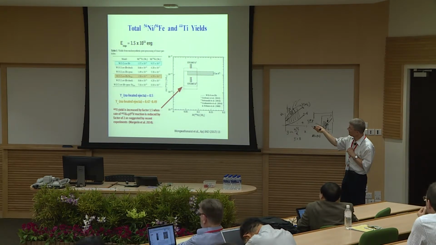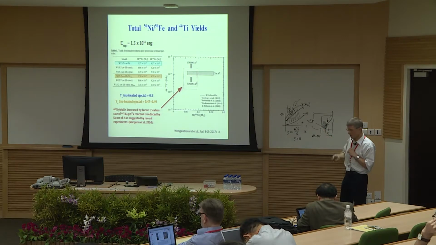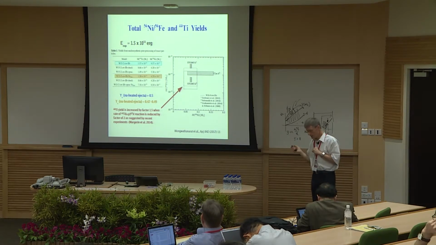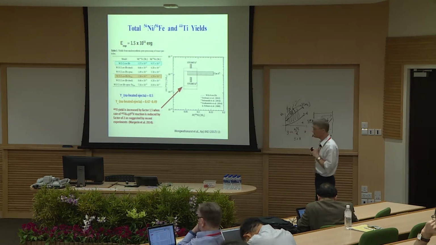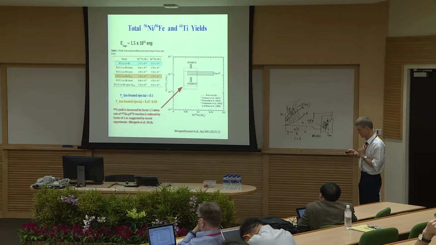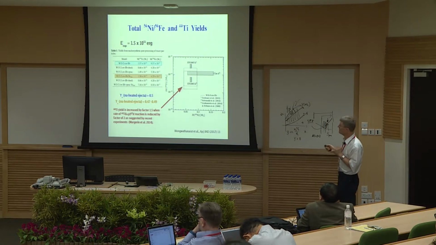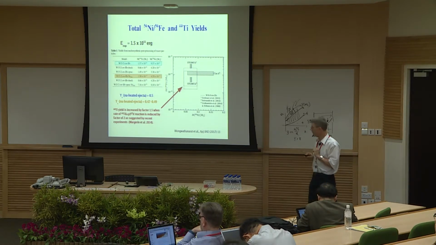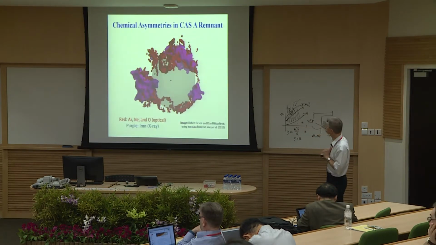Cassiopeia A and 87A have an astonishingly similar output in titanium-44. These are the only 2 supernova remnants in our galaxy where we have a clear determination of titanium-44, and they seem to be outliers with respect to their amount of production of titanium-44.